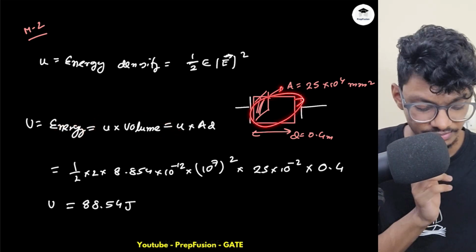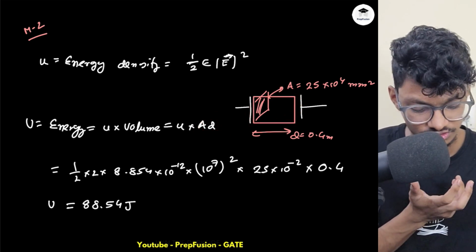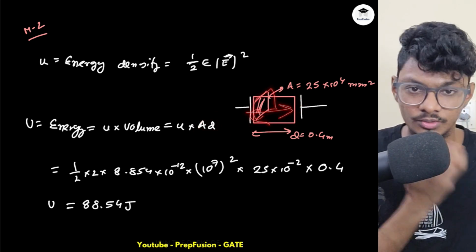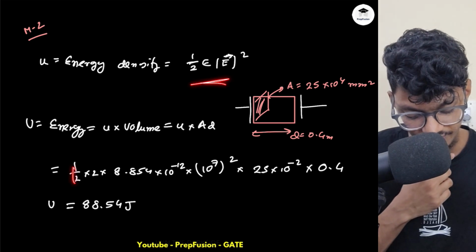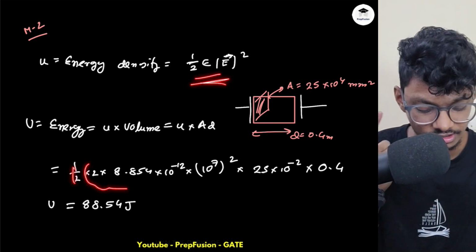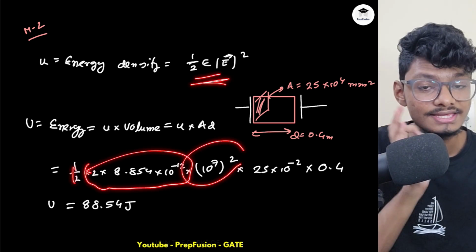So I will multiply the energy density into the volume of the dielectric. What is the volume? Simply area into the distance, because this is the area, and if I multiply it by distance, I will get the volume. So yeah, this I already know. This is half into epsilon. Epsilon is epsilon R into epsilon naught into E, magnitude whole square.